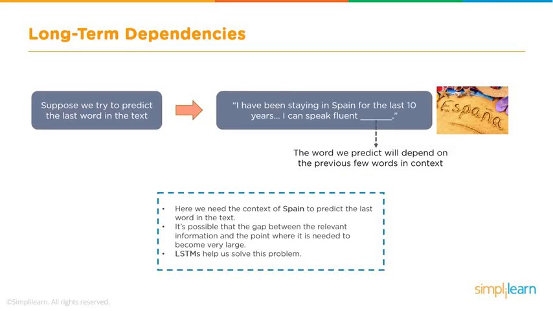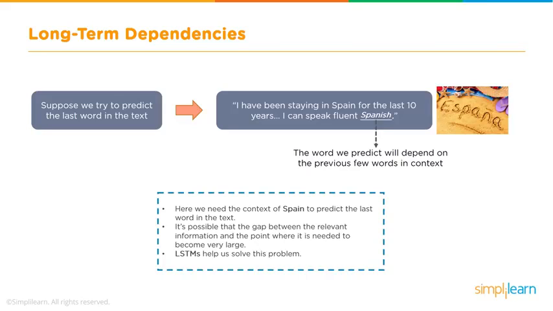Suppose we try to predict the last word in the text. I have been staying in Spain for the last 10 years. I can speak fluent... Maybe you said Portuguese or French. No, you probably said Spanish. The word we predict will depend on the previous few words in context. Here we need the context of Spain to predict the last word in the text.